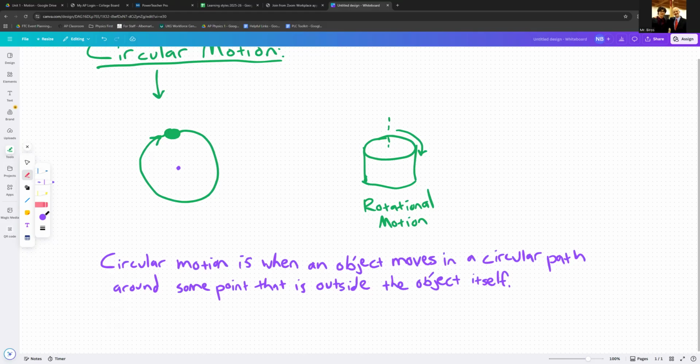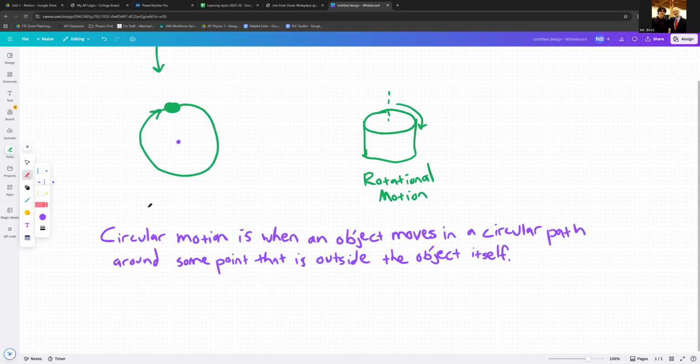All right, so this object, as it goes around and around in a circle, has kinematics values we could talk about, as in displacement: how far does it go as it goes around in a circle? And velocity: how fast is it going as it moves in its circular motion? Acceleration: is it speeding up, slowing down, changing direction as it goes? So we're going to start with displacement.